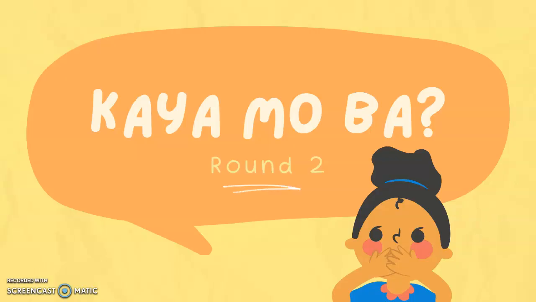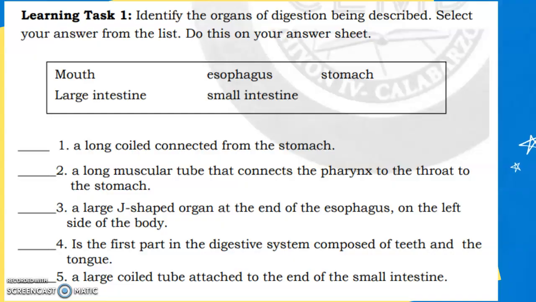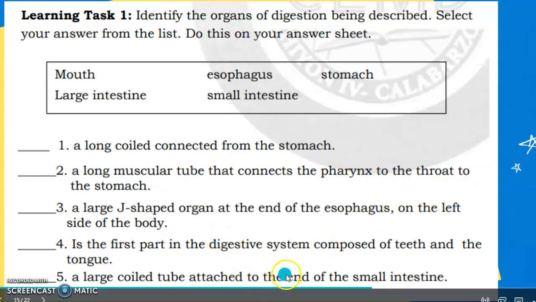So, kaya mo pa ba? Sagutan natin ang learning task number 1. A long coiled tube connected from the stomach. A long muscular tube that connects the pharynx to the throat and to the stomach. A large J-shaped organ at the end of the esophagus on the left side of the body. The first part in the digestive system composed of teeth and tongue. And a large coiled tube attached to the end of the small intestine.